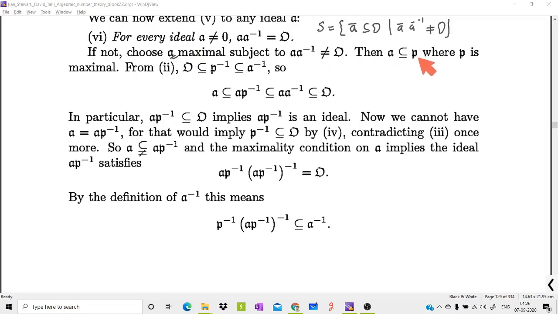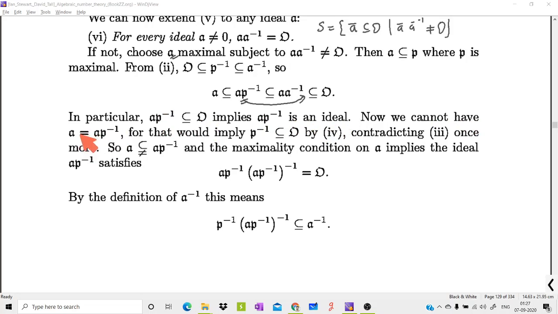Then A is contained in P, where P is a maximal ideal, because every ideal is contained in a maximal ideal. Then from 2 we can say that O is contained in P inverse, that is contained in A inverse. By multiplying this with A, we get AO is A itself, AP inverse, and A A inverse is contained in O. In particular, AP inverse is contained in O. This AP inverse is a fractional ideal which is contained in O, which implies AP inverse is an ideal.